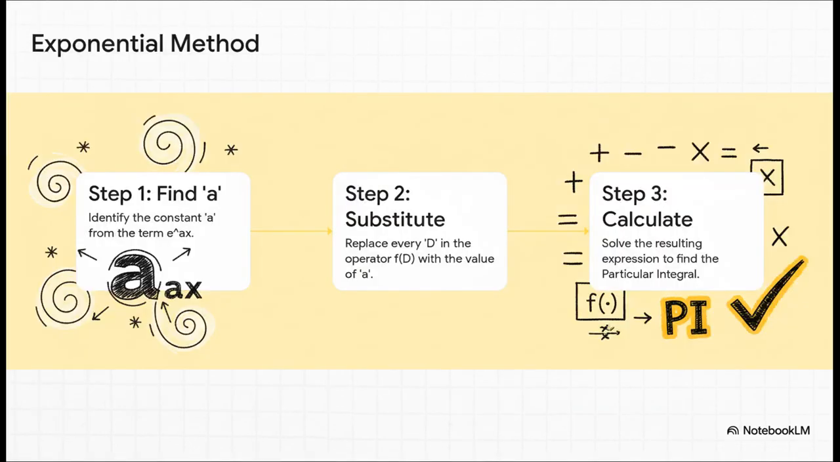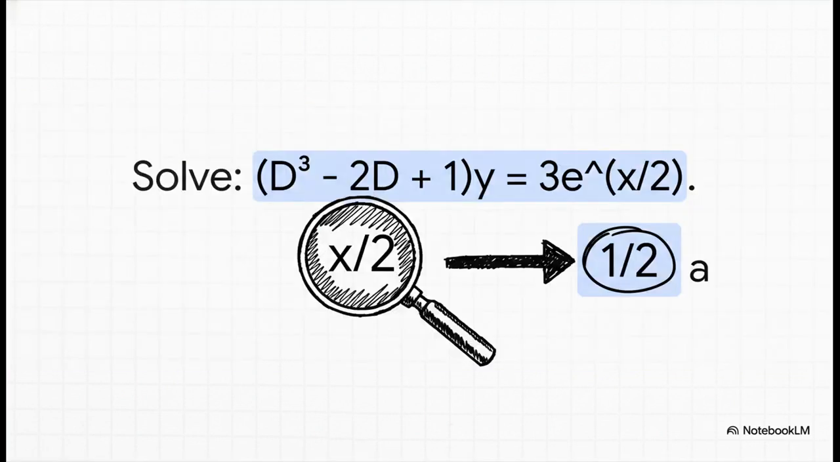So it really boils down to the simple three-step dance. First, you spot the a. Second, you swap out all the D's for that a. And third, you just do the arithmetic. That's it. As long as that calculation doesn't make you divide by zero, but we'll get to that little problem later on. Let's see this in action with a real example.